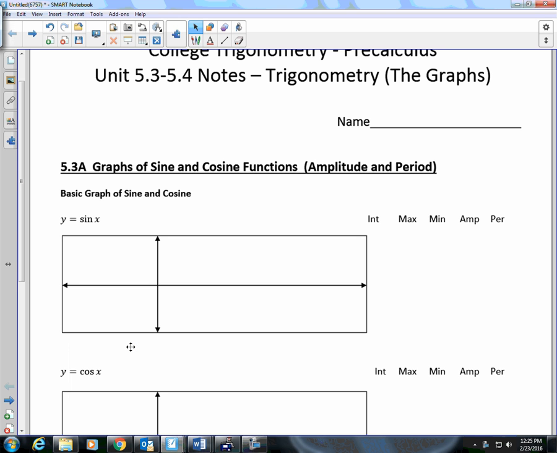And here we go. What we would like to do today is graph sine and cosine functions. Graph sine and cosine functions, okay?